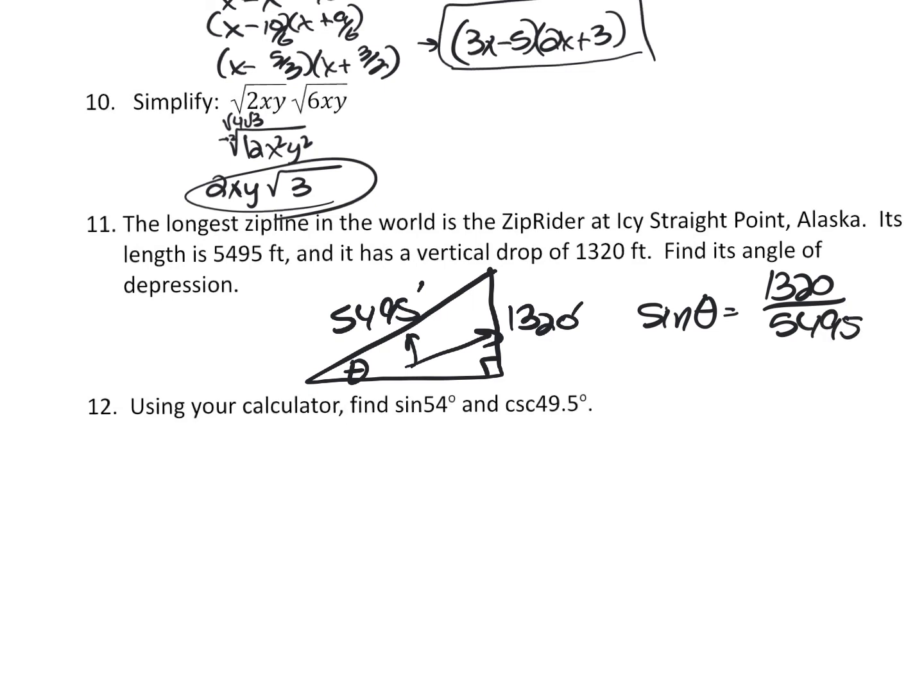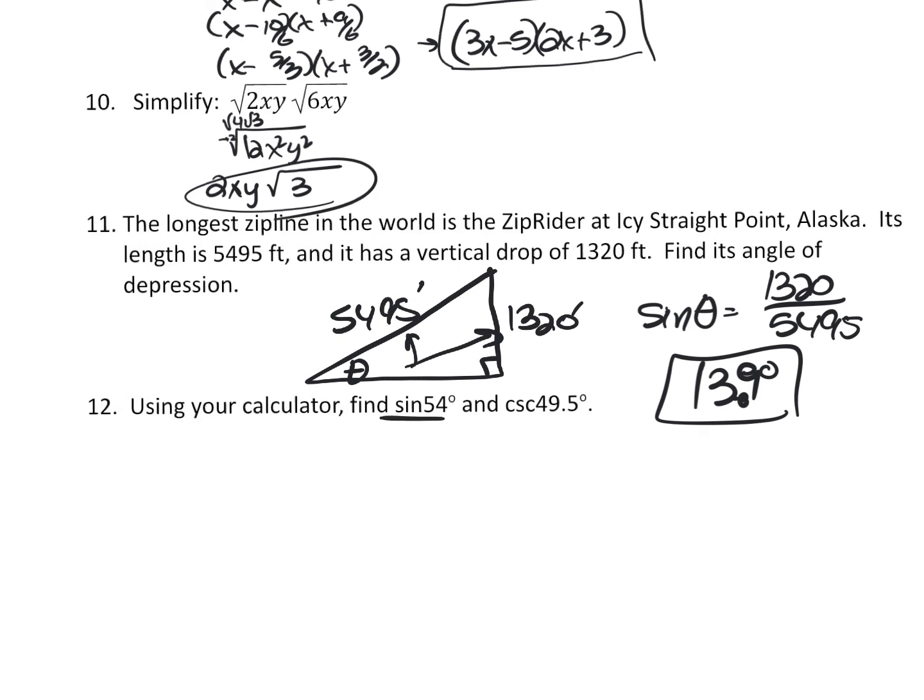To work that out, make sure your calculator's in degree mode, of course, and hit inverse sine. If you're looking for an angle, it's inverse sine. So in the second sine, 1320 divided by 54.95. Hit enter right there, and I'm getting like 13.9 degrees. That'll be about the angle. You can't see my decimal point. There we go. All right, number 12.